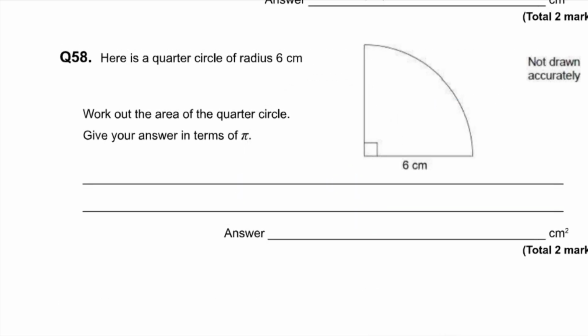Question 58, here's the quarter circle of radius 6 centimeters. Work out the area of the quarter circle, give your answer in terms of pi. So this time the area is going to be a quarter of pi r squared because it's a quarter of a circle. Okay, so subbing in what we know, a quarter of pi times 6 squared. 6 squared is 36. A quarter of 36, 4 's into 36 goes 9 times, doesn't it? So a quarter of 36, or 36 divided by 4, that's 9. So the answer is going to be 9 pi.